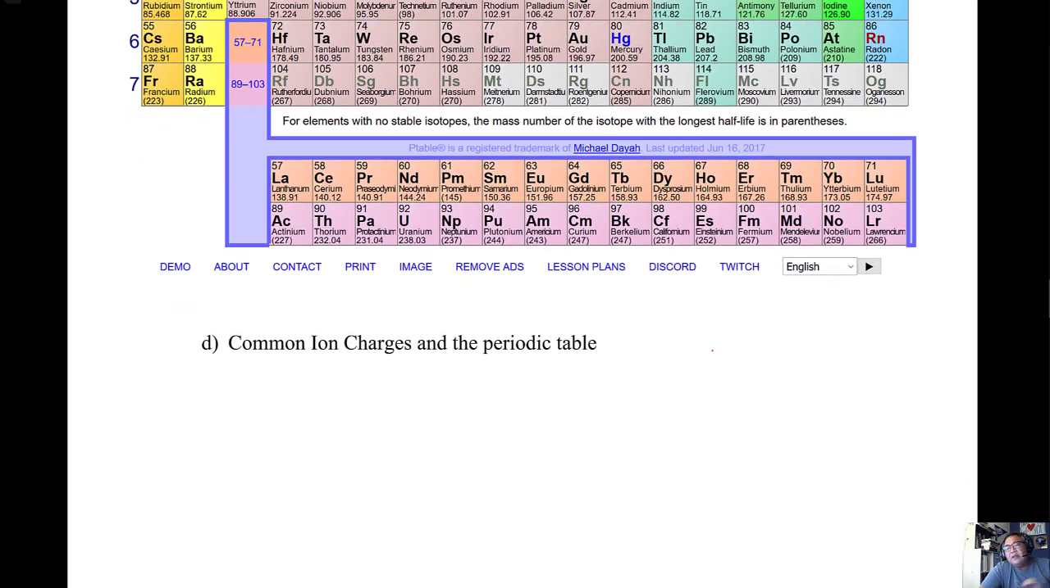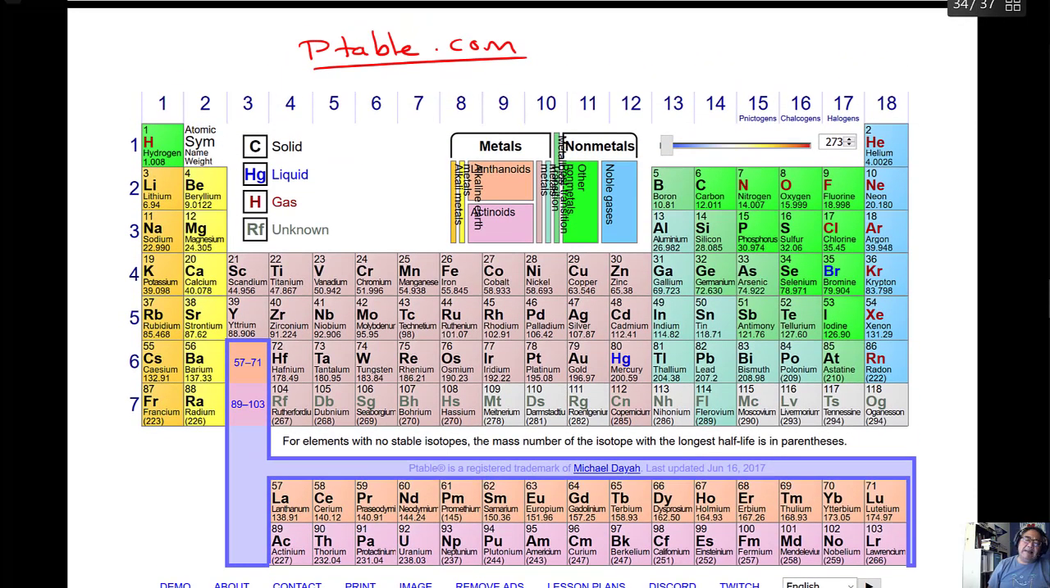Now, there's something called the common ions in the periodic table, common ion charges. And it turns out one of the periodic properties of elements is that many of them will form the same ions, and we can pull that out from the periodic table. Now, I'm going to explain it like this.